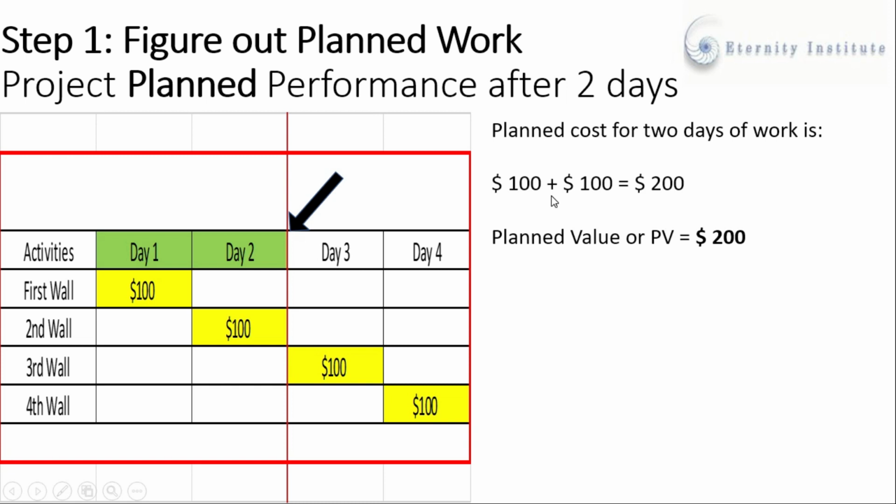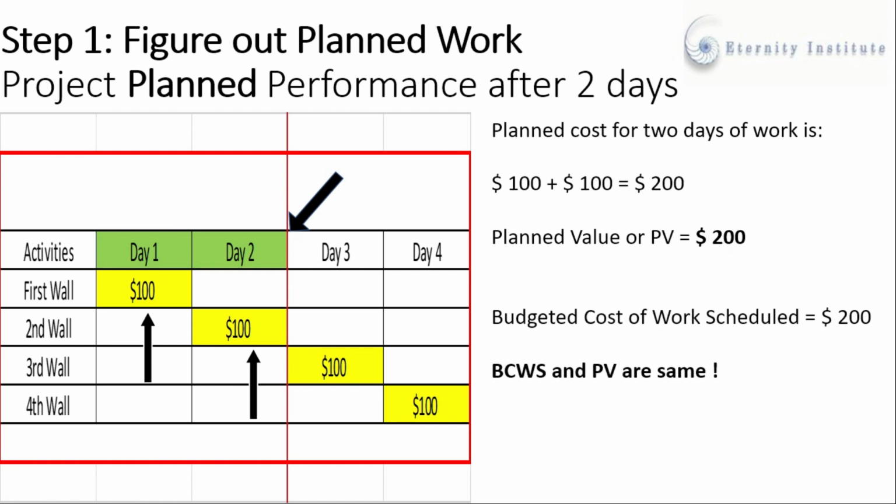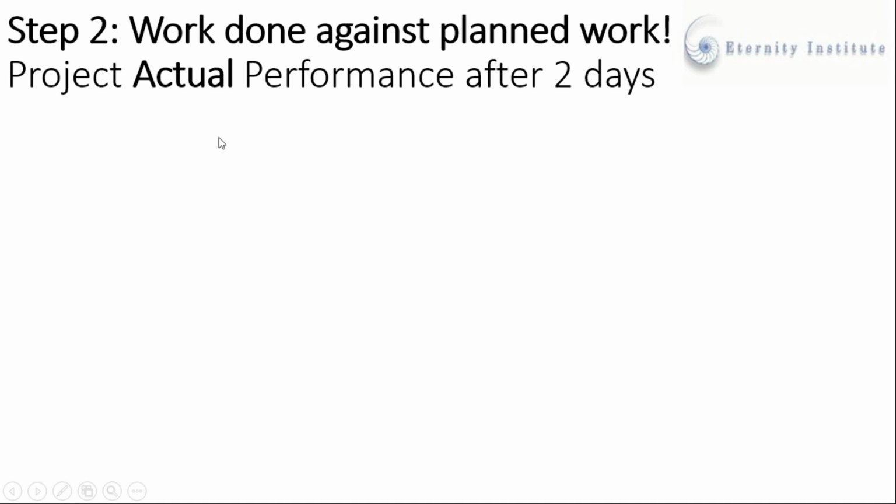So in order to calculate the planned value or the amount of planned work, we will simply add the value from this $100 as well as this $100, and we will get the planned value after 2 days. That will be equal to $200. We also call this planned value as budgeted cost of work scheduled. And second step, we will calculate the amount of work that is actually completed against the planned work.